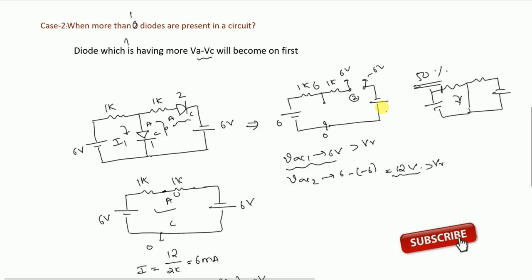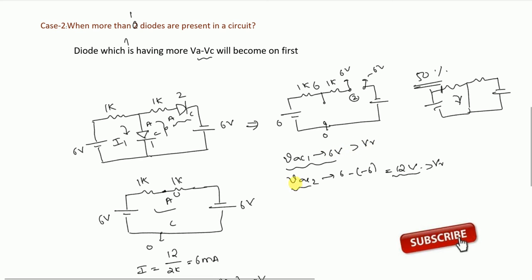So this is the procedure to solve the problem. I am explaining it to you another time because this is very important. First, open circuit the two diodes. Check VAC across diode 1 and VAC across diode 2. Turn on the diode which has more VAC. So here VAC2 is 12 volt, VAC1 is only 6 volt. Both are able to turn on because both are greater than threshold.